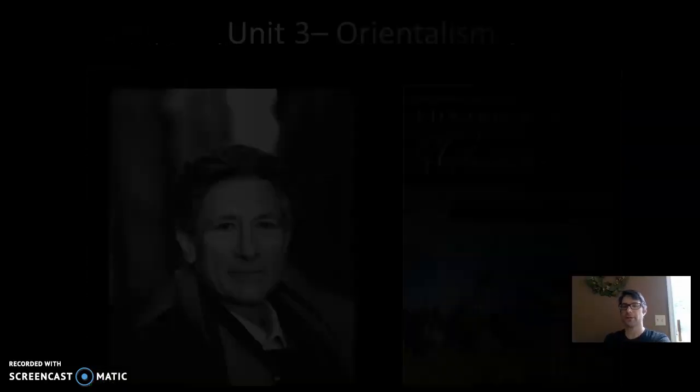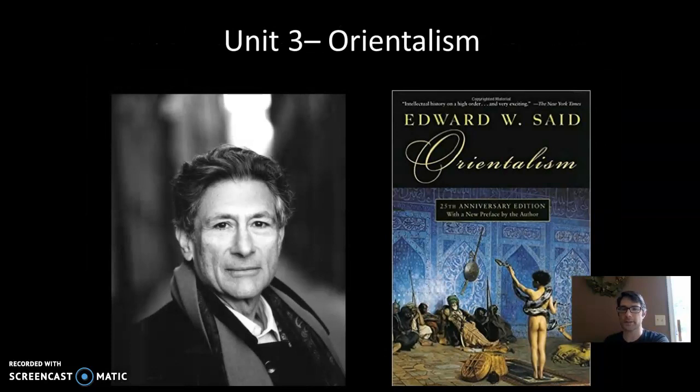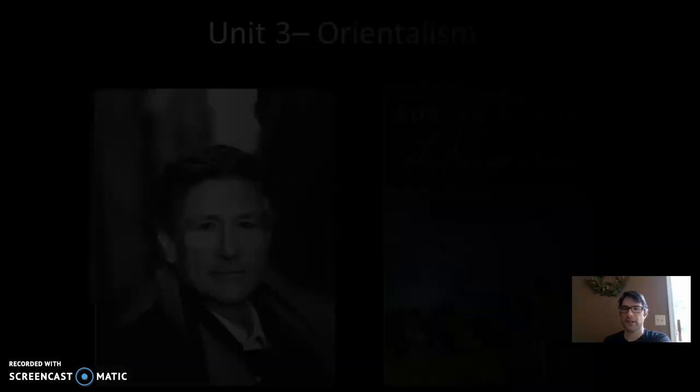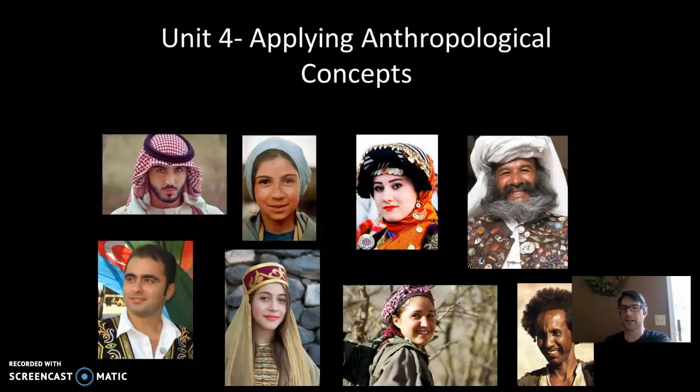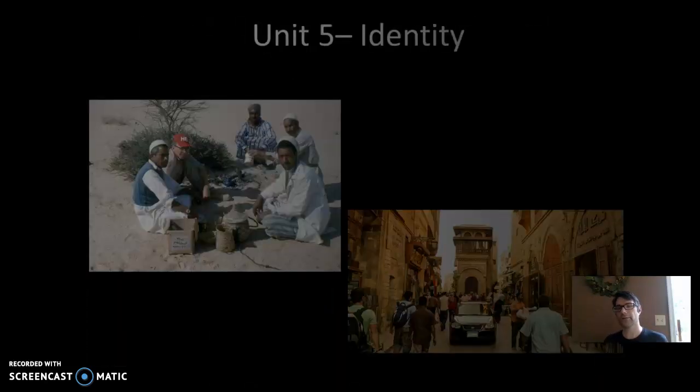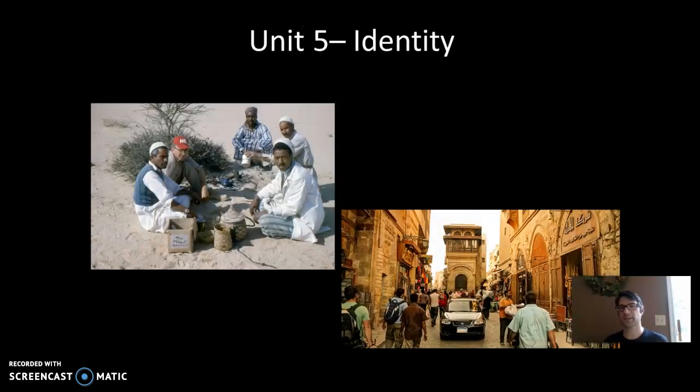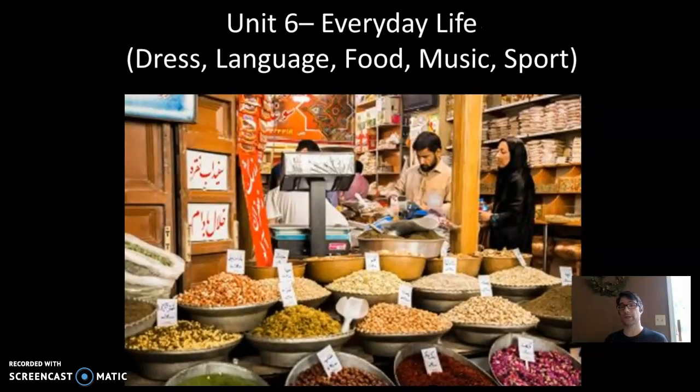In Unit 3, we're going to discuss Edward Said's theory of Orientalism and how that reinforces Western stereotypes about the Middle East. In Unit 4, we're going to apply anthropological concepts to the study of Middle Eastern culture. How can we look at the Middle East from an ethnographic perspective instead of from a westernized Orientalist perspective? In Unit 5, we're going to have a case study on identity, looking specifically at the Awlad Ali Bedouin of Western Egypt. In Unit 6, we're going to talk about everyday life, dress, language, music, sport, and especially food.